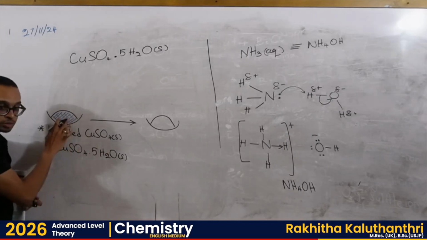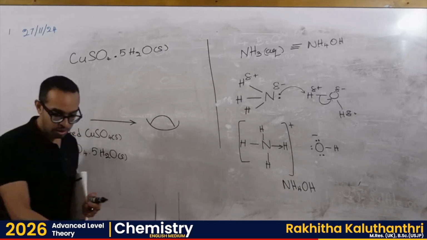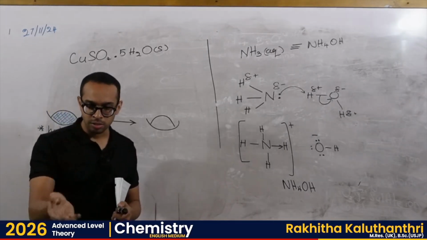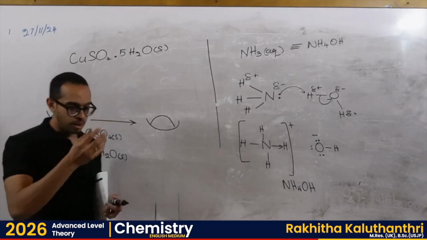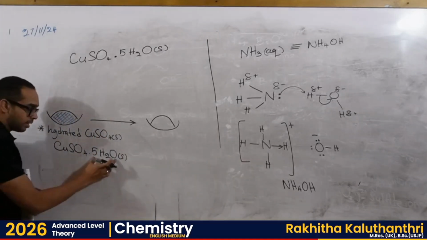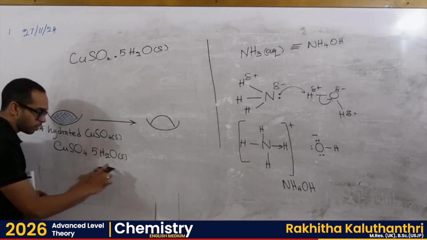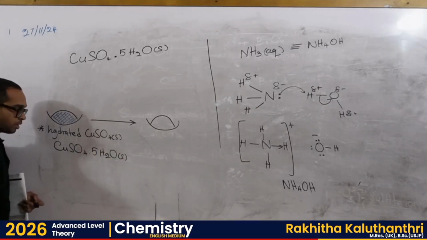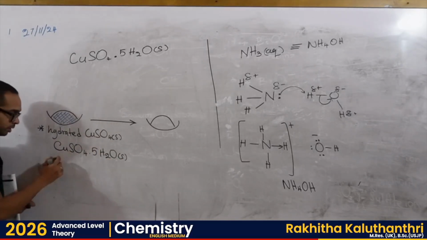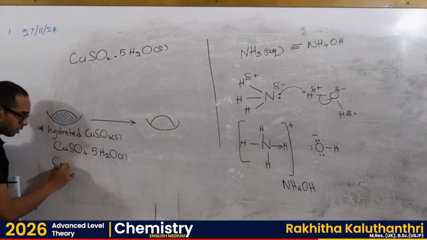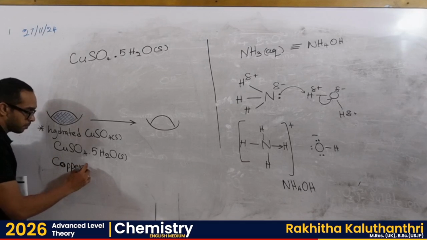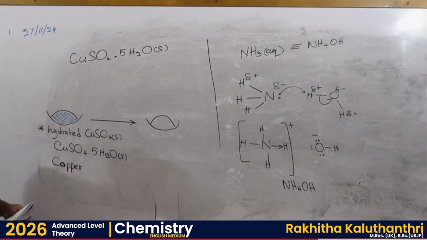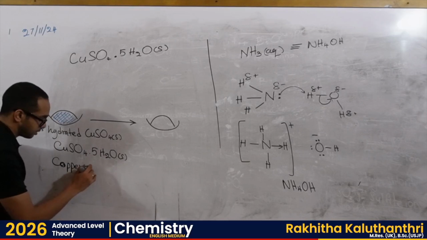Now this is a solid, this is not a liquid. You can take it as a powder, it's like sugar crystals. So it's not a liquid. So in that solid state, 5 water molecules are attached to each copper sulfate. So we name this as copper sulfate. If you're writing the common names, you can just write copper sulfate pentahydrate.